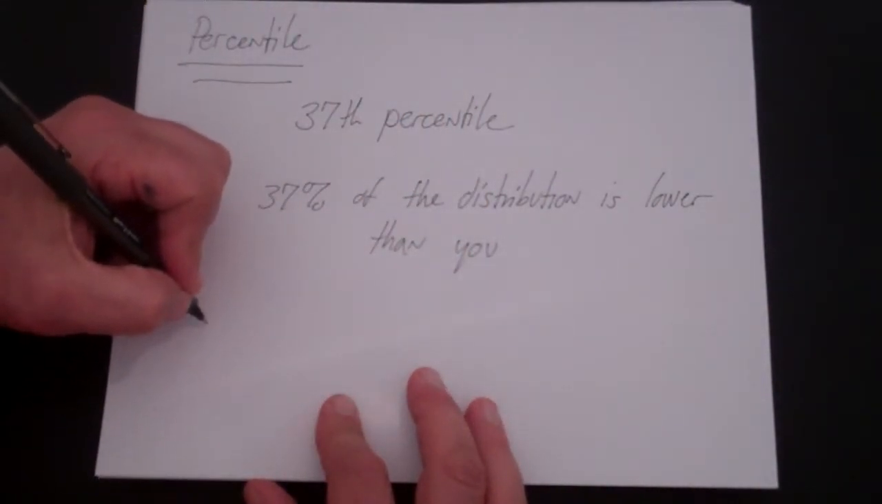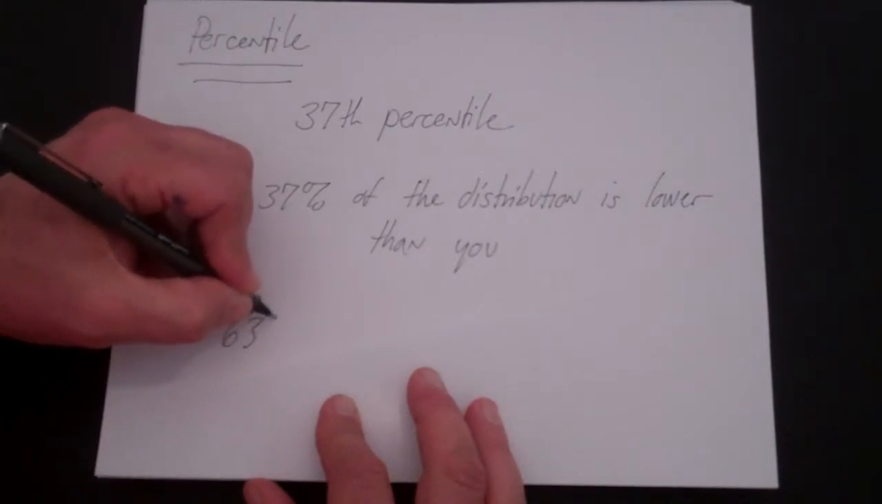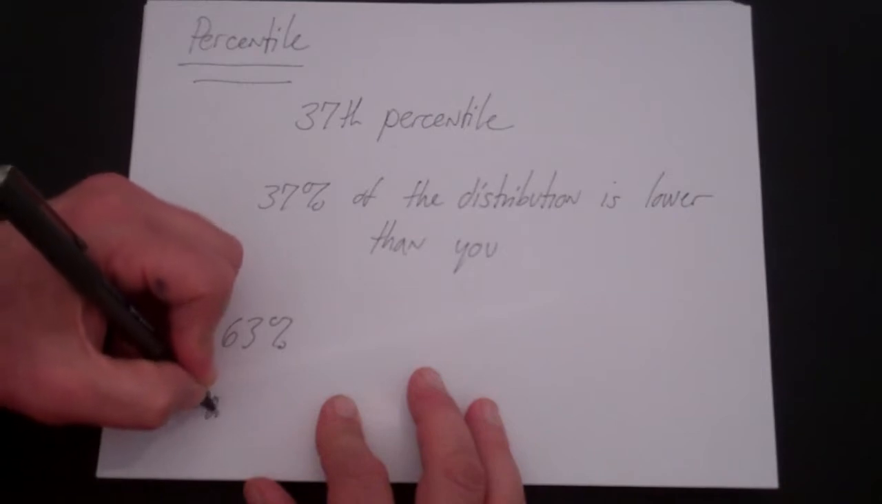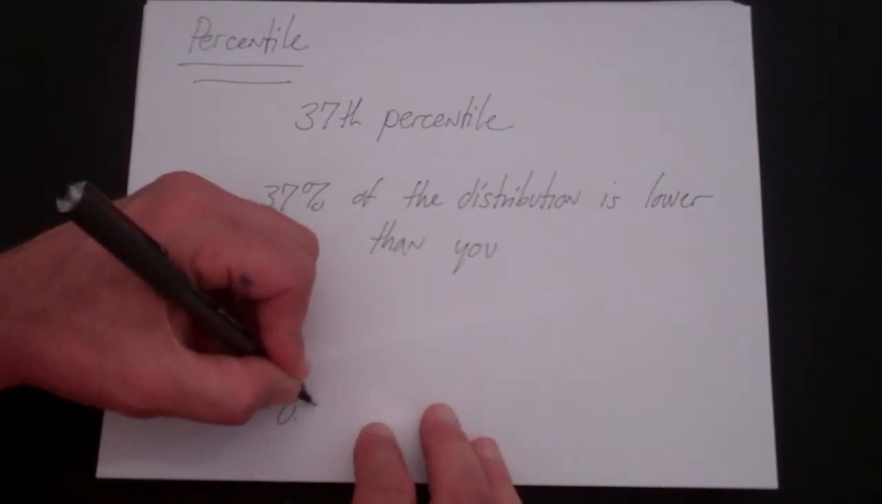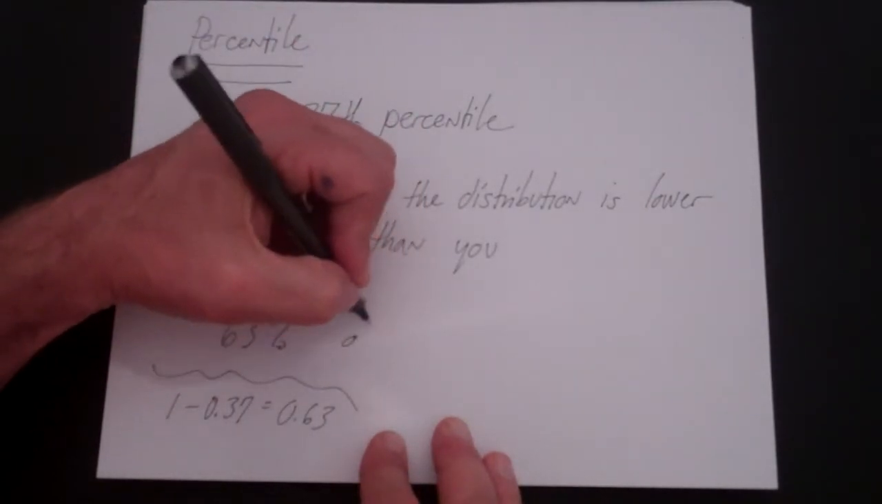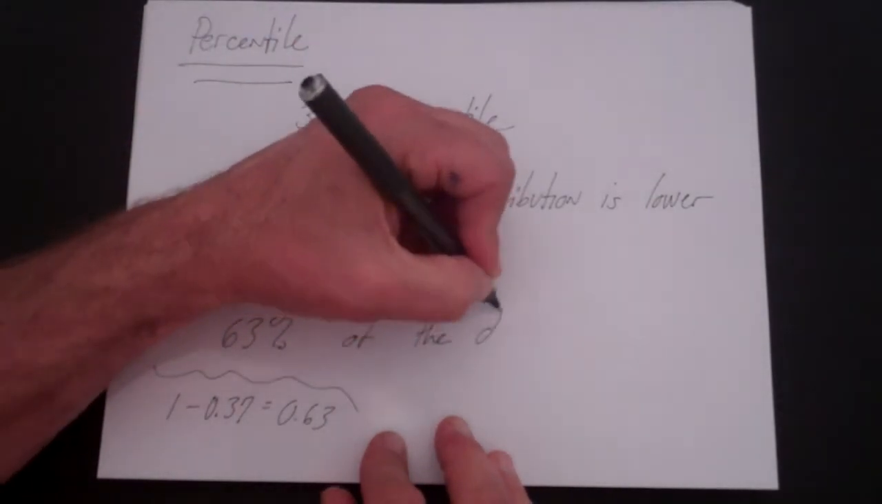And 1 minus 37%, so that's 63%. We got that by 1 minus 0.37 is equal to 0.63. That's the calculation that we did. That means 63% of the distribution is larger.